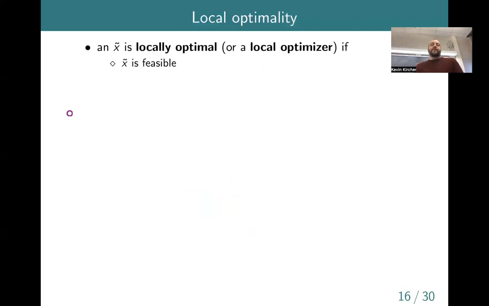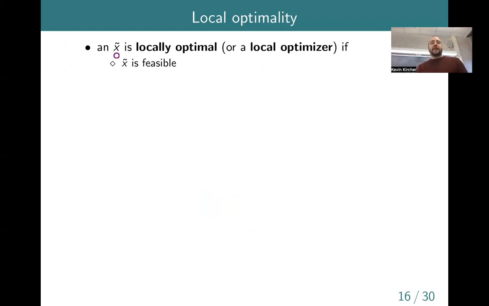Okay, so let's talk about local optimality as opposed to optimality. With no qualifier, optimality means global optimality. So we're not locally optimal just in a neighborhood, but we're optimal over the entire feasible set or feasible region, the set of all things that satisfy the constraints.